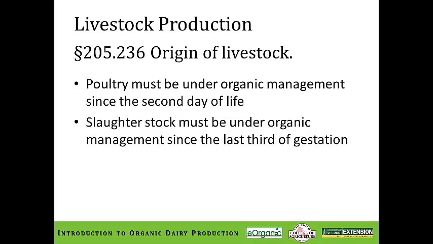This section has different requirements for the transition and certification of animals for meat versus animals for milk production. This is going to be just a summary of the origin of livestock requirements. This is a section you'll want to study in more detail. But in general, poultry must be under organic management since the second day of life, and this would be for both egg production and for meat chickens. Slaughter stock must be under organic management since the last third of its gestation.